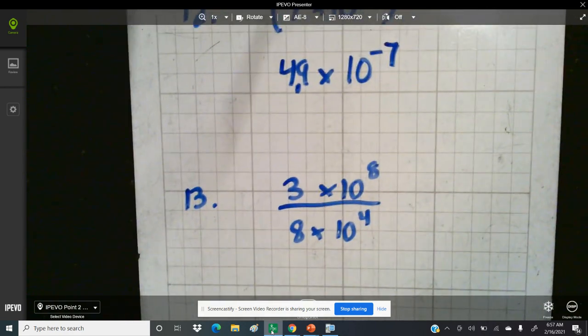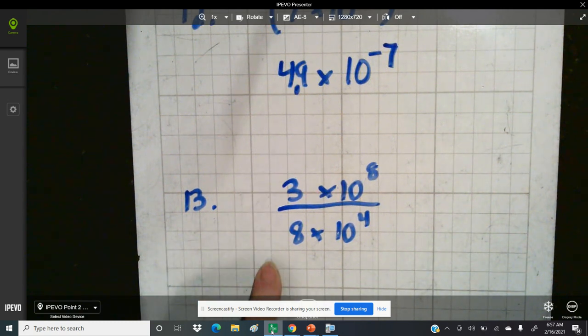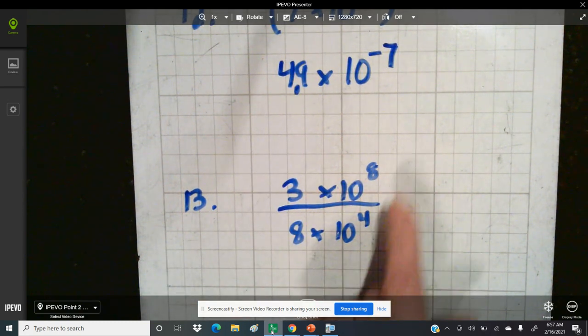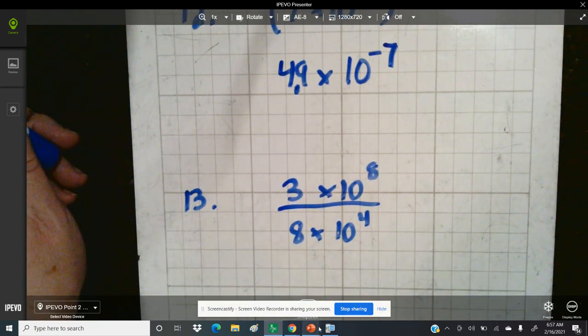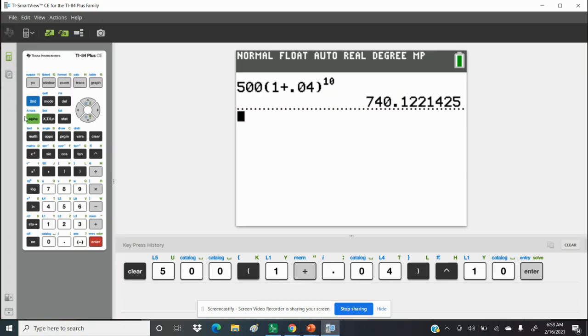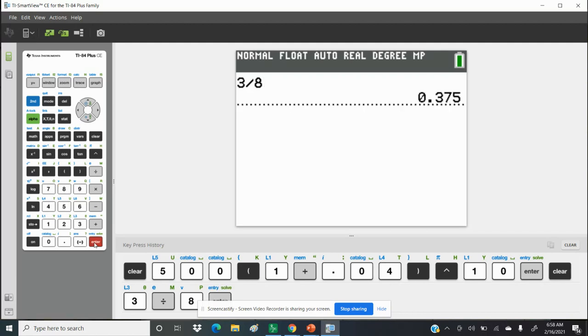Now, when I'm dividing, you do the similar thing. I'm going to take 3 and divide it by 8, and I'm going to take 10 to the 8th divided by 10 to the 4th. So let's go to our calculator, and I'm going to just take 3 and divide it by 8. So I'm going to get a decimal, which is fine because in scientific notation, we're working with decimals. So 3 divided by 8 is 0.375.